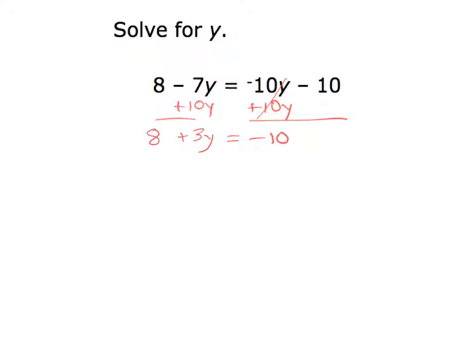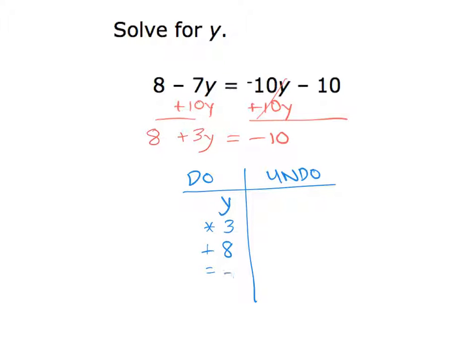I've gotten my variables on one side, but now I have what amounts to basically a two-step equation. So I could either move the 8 over and then solve it as a one-step, or I could do the do-undo table. Let's just review that real fast. Since I've got a two-step equation, I could say that my equation started life by saying the variable y is multiplied by 3, 8 gets added, and I end up with negative 10.